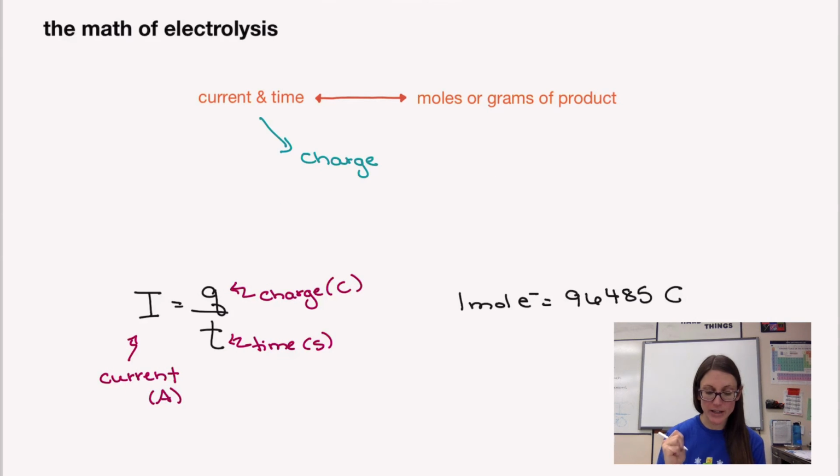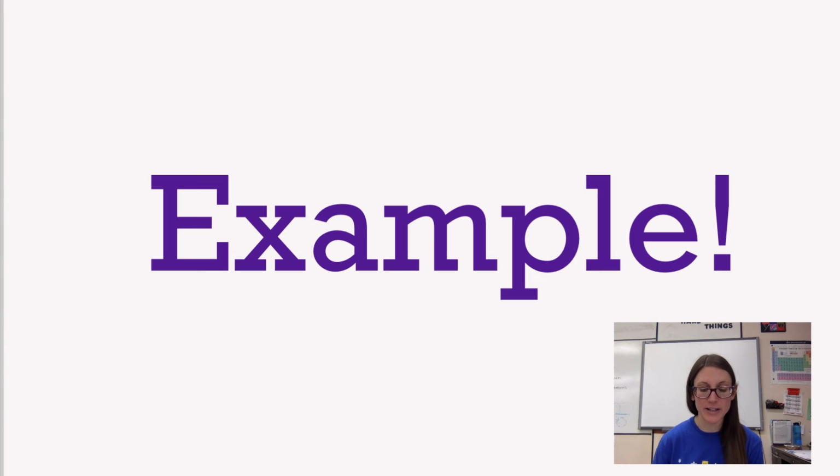Our general plan for this process is going to be to use the first relationship to determine the amount of charge that flows. Once we know the amount of charge that flows, we can find moles of electrons. And then we can use stoichiometry to figure out the moles or grams of product that would entail. Let's take a look at one example.